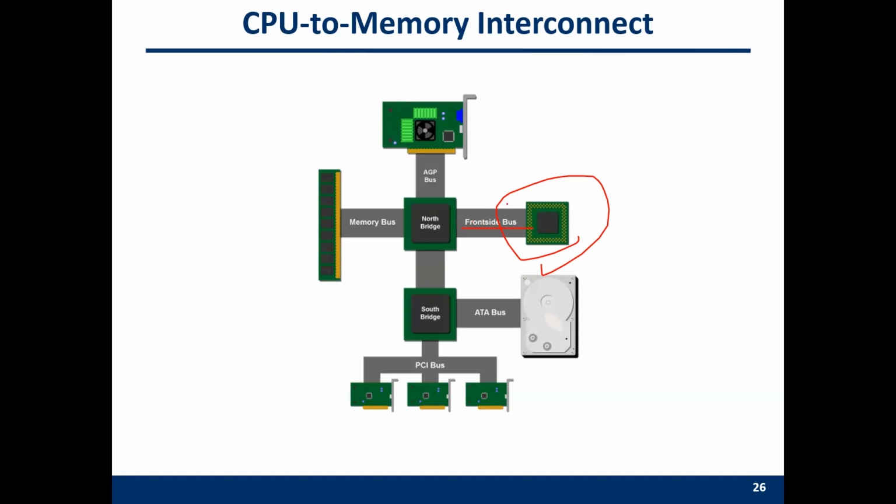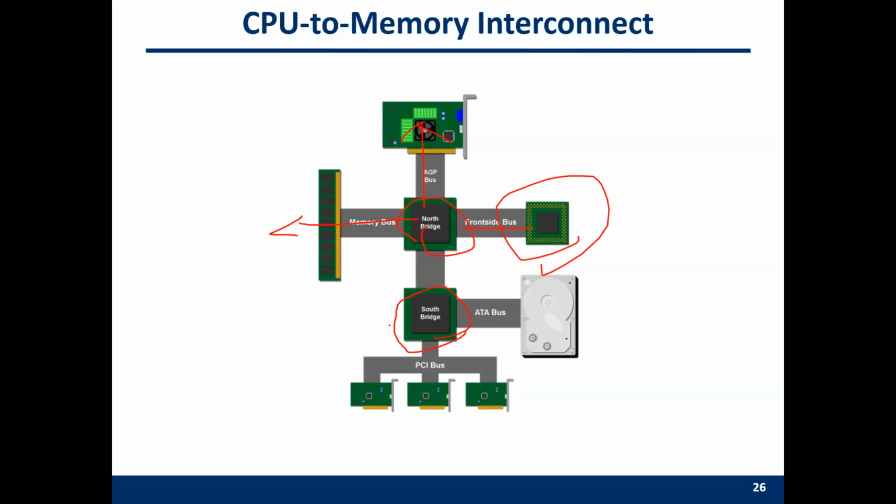Why? Because the bus is used to connect your CPU to the north bridge. The north bridge is actually your memory controller, and your memory controller can talk to the DRAM. It can also talk to the GPU, because the GPU is also another high performance device.